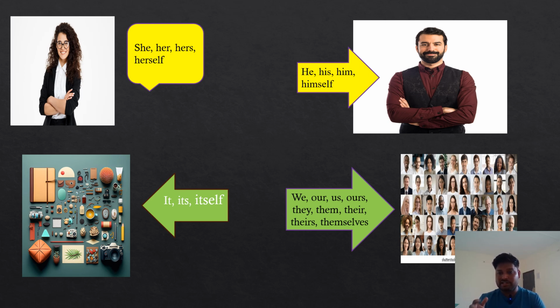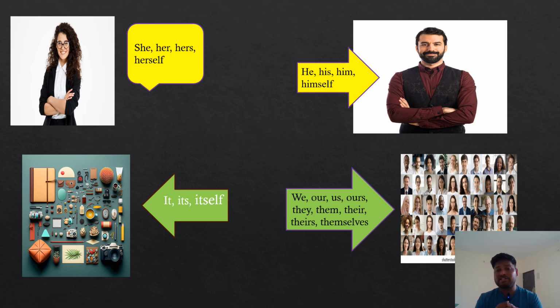For now, just understand that he is used for men, she is used for female, and it is used for things or objects. For example, as on the screen, if I want to describe this mic, I will be using the pronoun it. It's a really good mic. So the pronoun it refers to this object or thing.